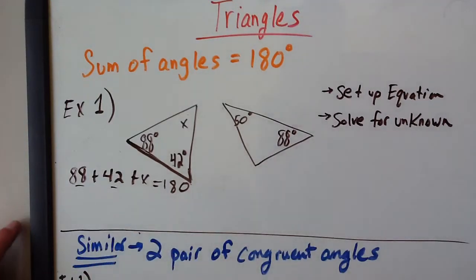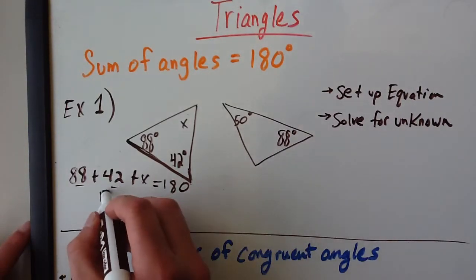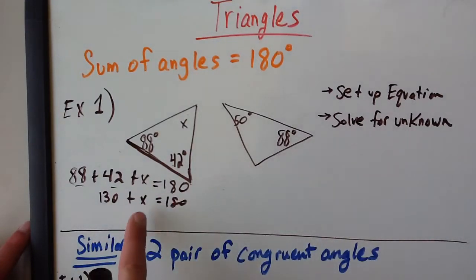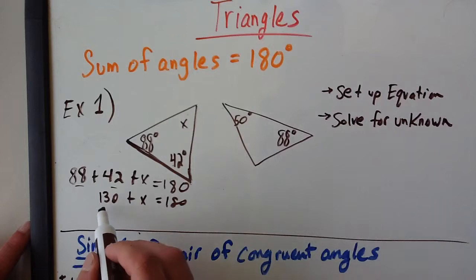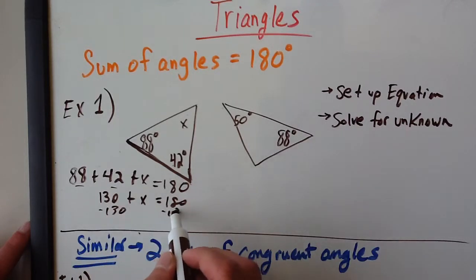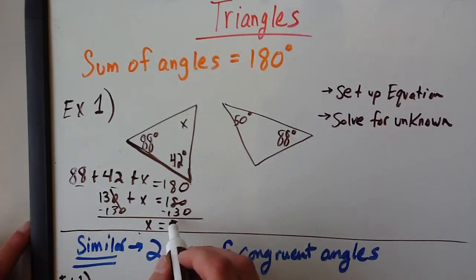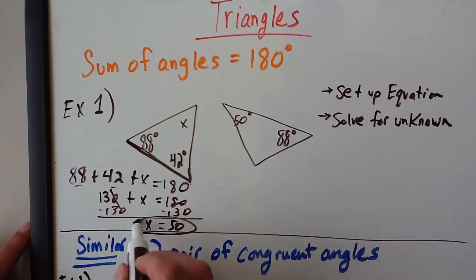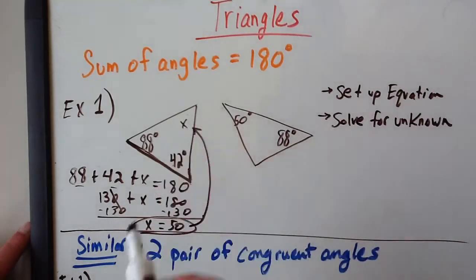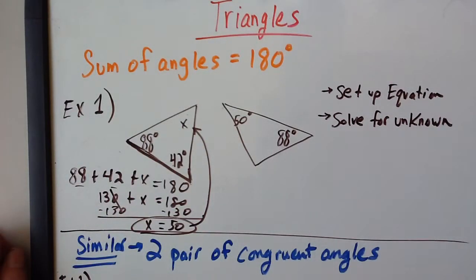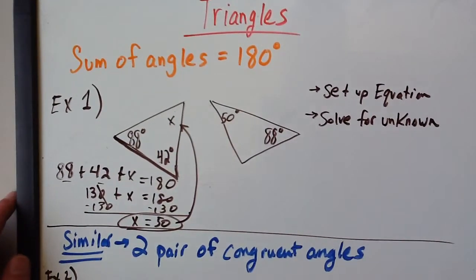Combine your constants. 88 plus 42 is 130, plus x equals 180. My x term is on the left, so move the numbers to the right by subtracting 130. Those 130s cancel, and x is 180 minus 130, which is 50. And so x, this unknown angle, is 50 degrees. If you were to add up all three of these numbers, 88 plus 42 plus 50, you would get 180 degrees. The next triangle I have is this one right here.